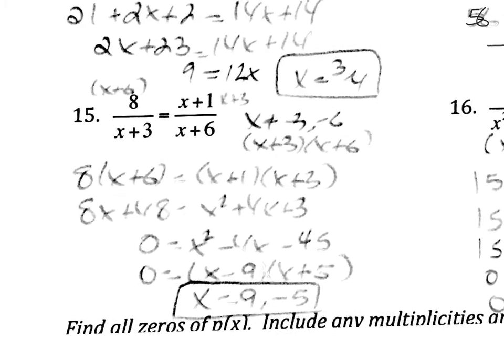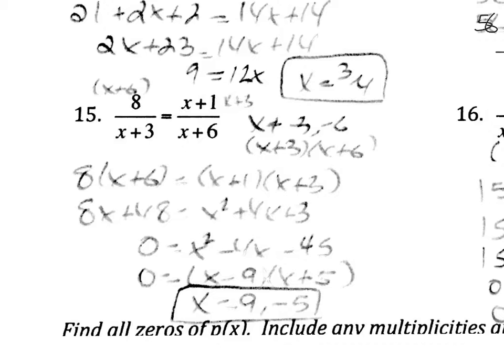15, again, the same kind of deal. x cannot equal -3 and -6. That's your LCD. The 8 needs the x plus 6. The x plus 1 needs the x plus 3. I had to do FOIL right there, which gave me an x squared, which means everything's got to come over here. I factored it, got 2 answers. They're both okay, so I kept them both.